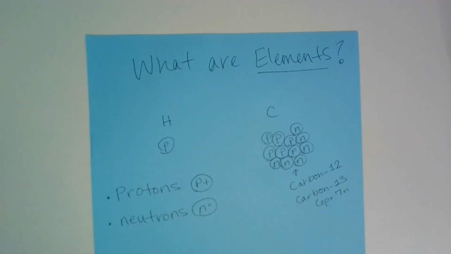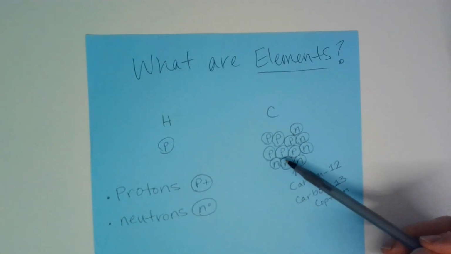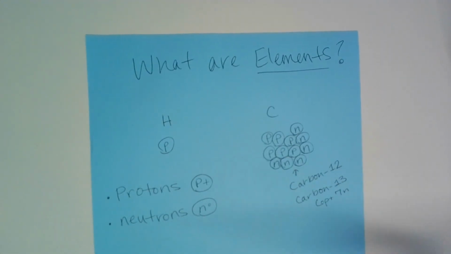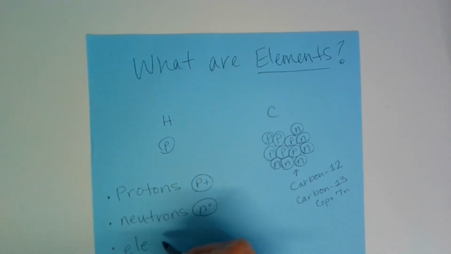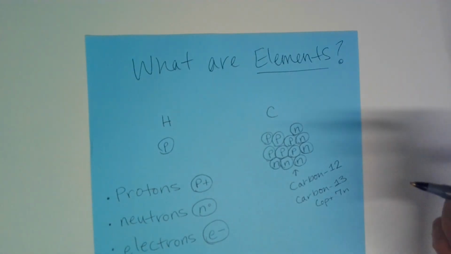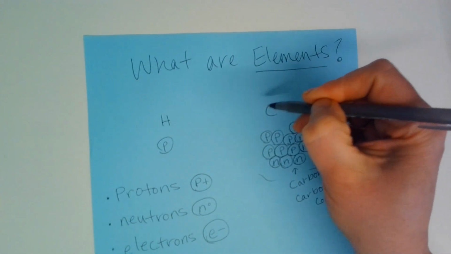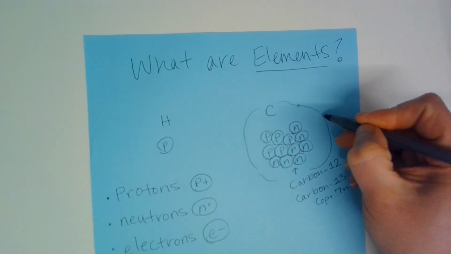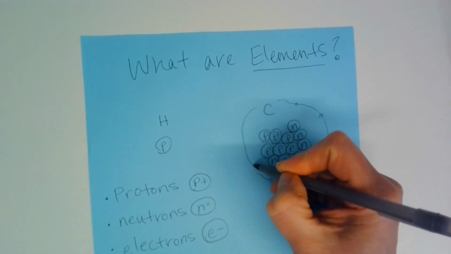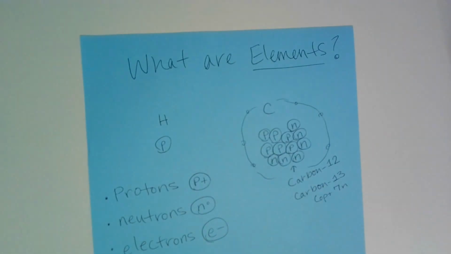Finally, to have a totally neutral atom, so if we have all these protons with a positive charge, in order to have a neutral atom, we need to have something that's negatively charged, and those are electrons. Electrons exist in this space around the atom. They're teeny tiny. They have almost no mass, but they are responsible for all of the bonding with an atom.